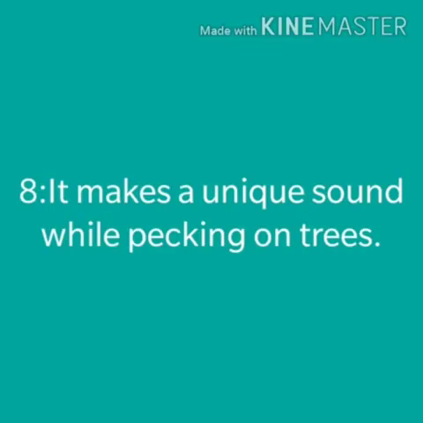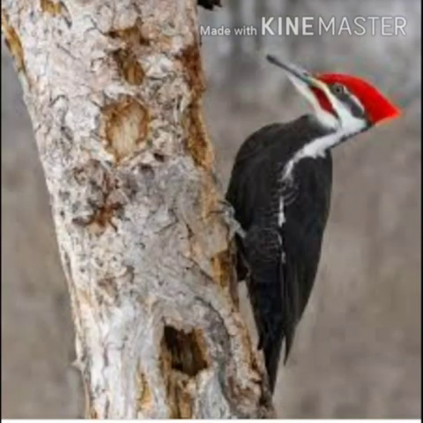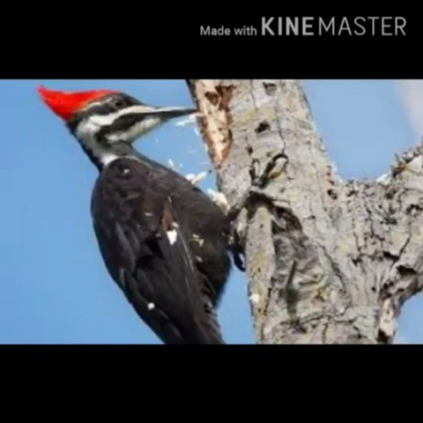Okay, and the last one, the eighth one. Look at the eighth one. It makes a unique sound while pecking on trees. What is the starting letter? It is W and the ending letter is R. So which is the bird? The bird is woodpecker. What is the spelling of woodpecker? W-O-O-D-P-E-C-K-E-R. Woodpecker. So woodpecker is the eighth one.